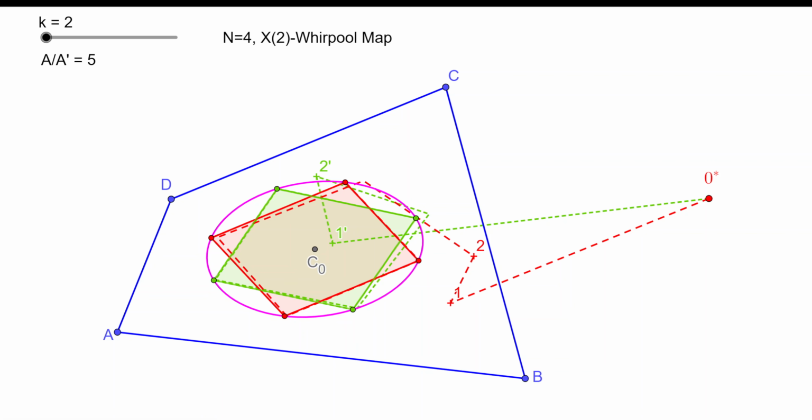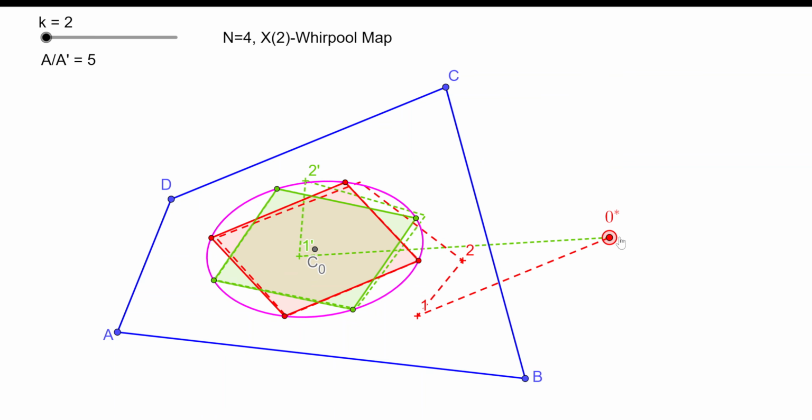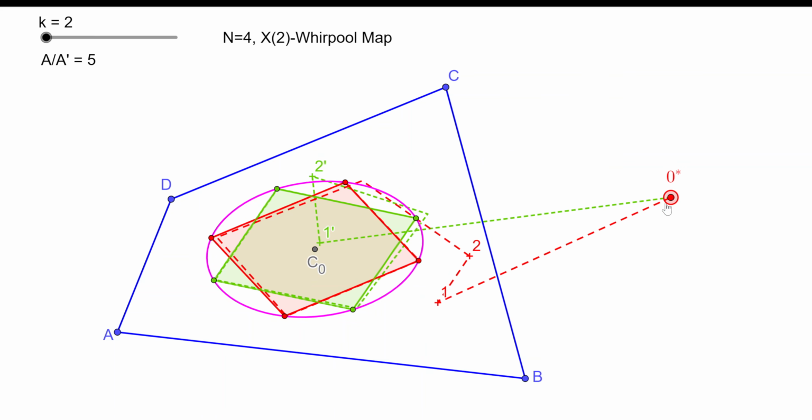Okay, so now let's take a look at what happens at infinite applications of this so-called X2 Whirlpool map on a quadrilateral, ABCD, some generic quadrilateral, right? So what I'm showing here is a chosen starting point 0, and in dashed red and dashed green, I'm showing the counterclockwise succession of points and the clockwise succession of points. Okay, so let's see how the red succession of points is computed.